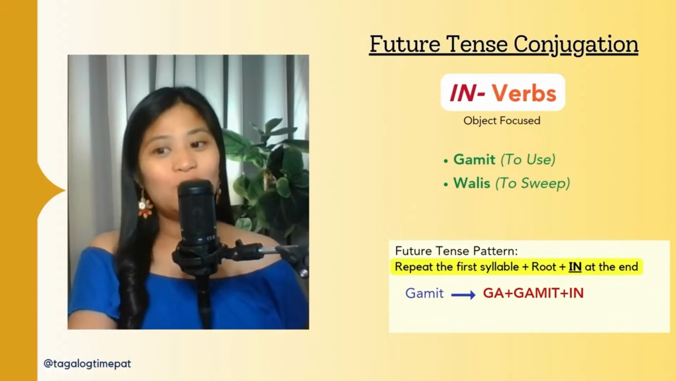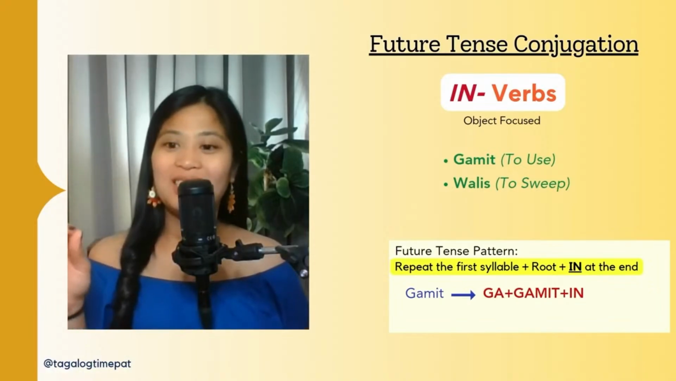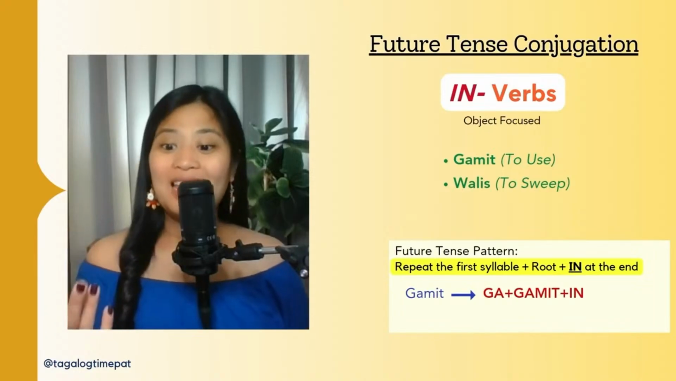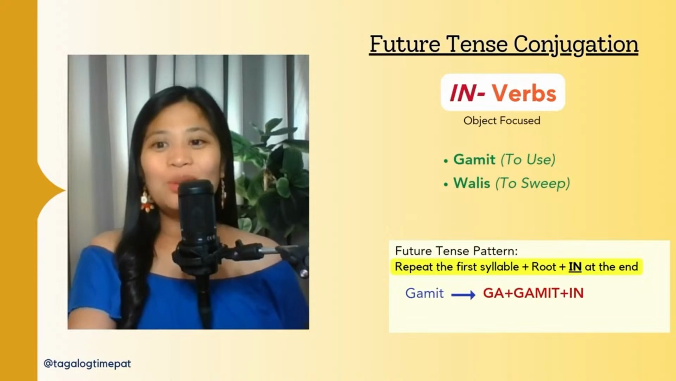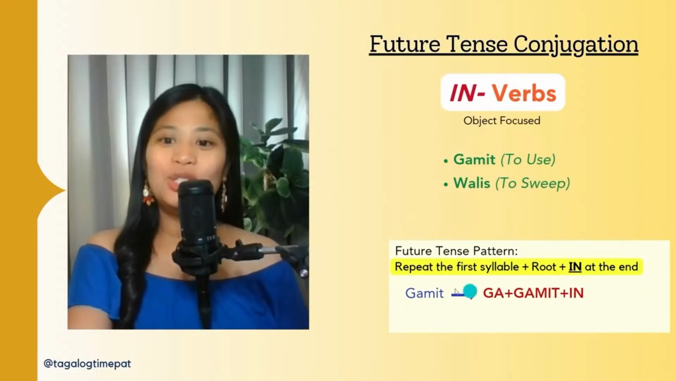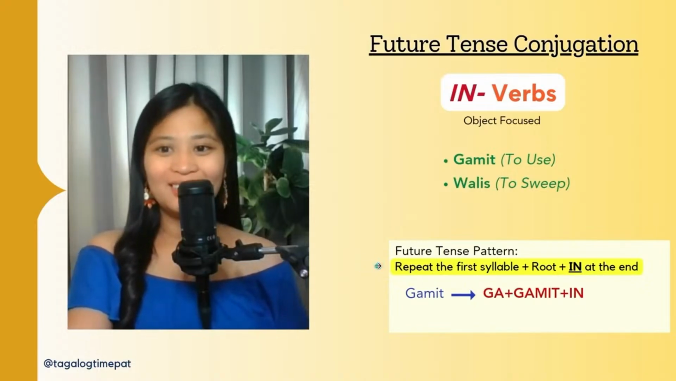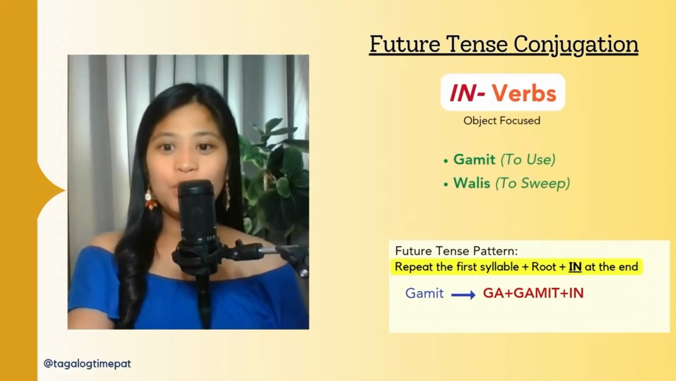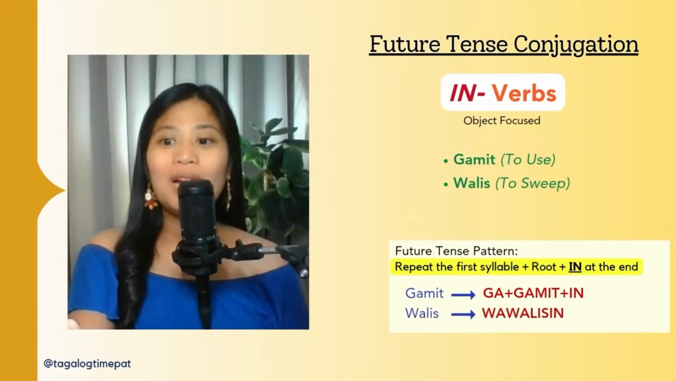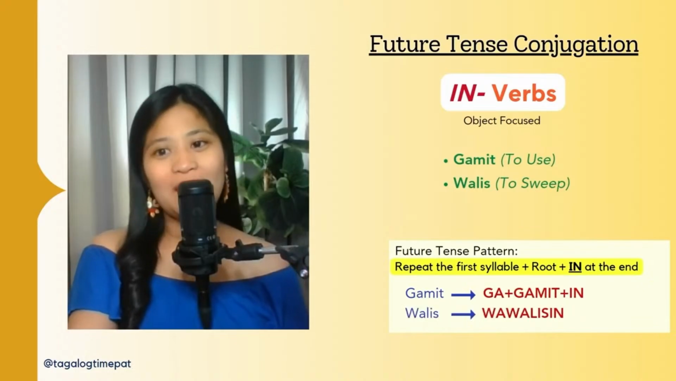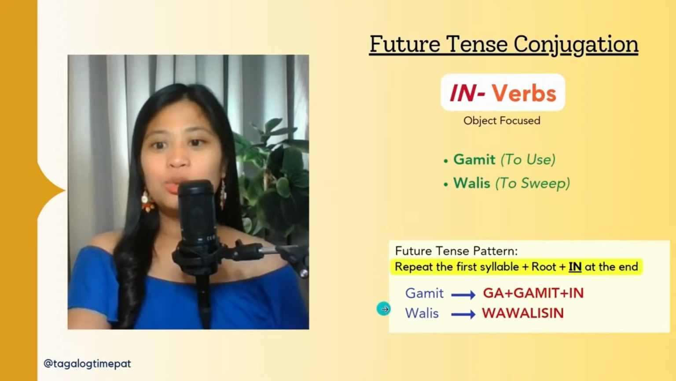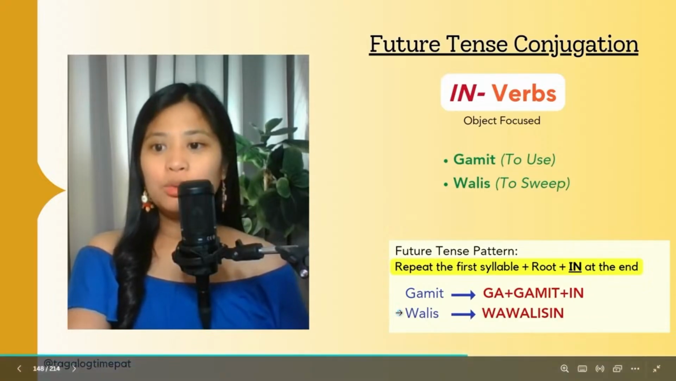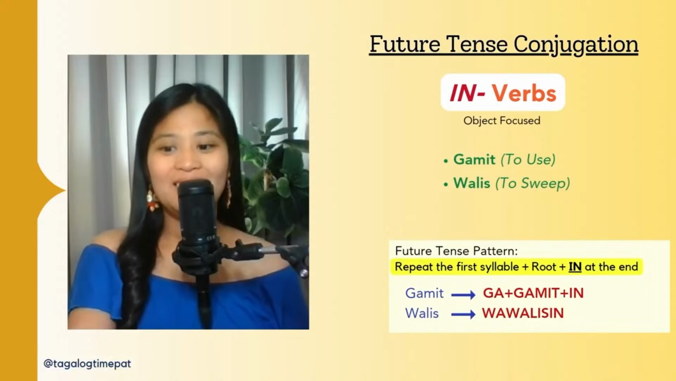So this is very interesting. We haven't seen a suffix yet, so the in goes at the end of the word. This is the first time we've seen this. You jot it down. What do you think walis, to sweep, will be in the future tense? And just use this pattern. All right, walis in the future tense will be wawalisin. Wawalisin ko yung sahig. I will sweep the floor. Wawalisin. So again, you just repeat the first syllable, then it's the root, and then in goes at the end.